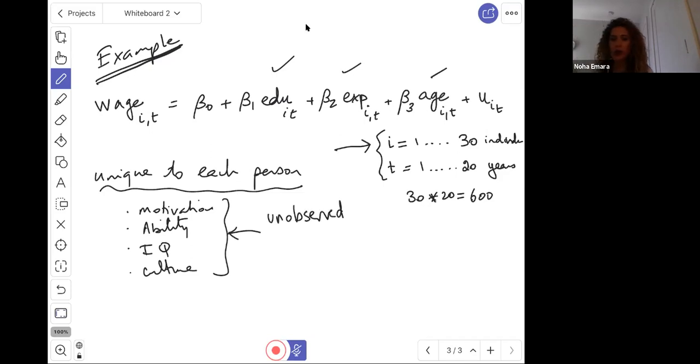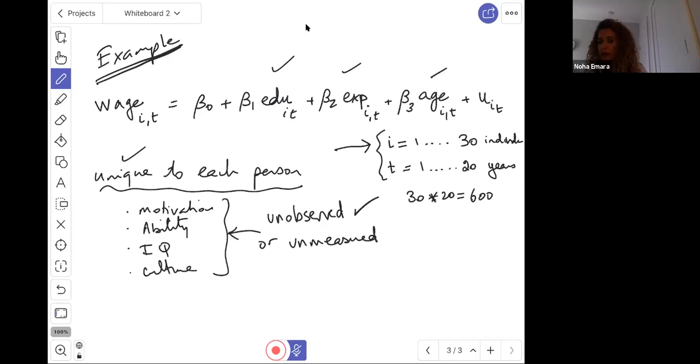Right, when I look at the whole class, I cannot observe these factors. I don't know exactly the impact of culture on wage or on the assignment three score. I can't know exactly the impact of motivation and ability on the final exam score. I cannot observe your IQ, things like that. So these are things that are unobserved, and this is a very important word, unobserved, or unmeasured. I cannot measure it, and it is unique to each person.